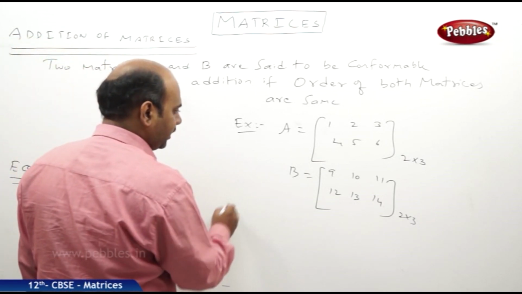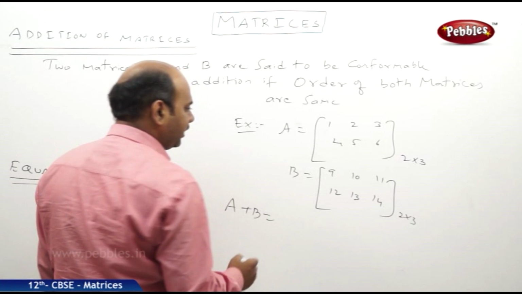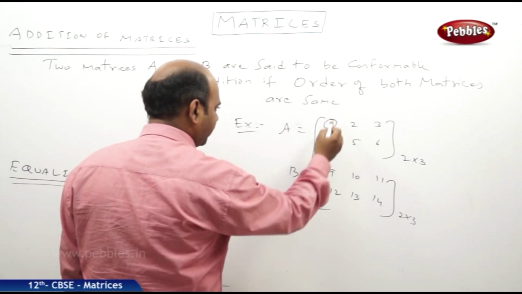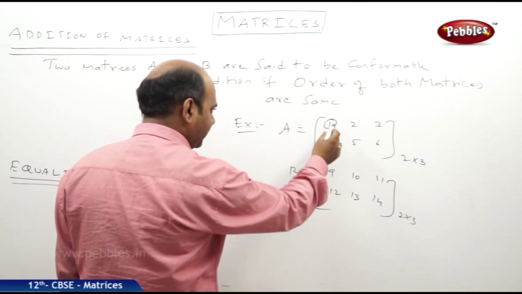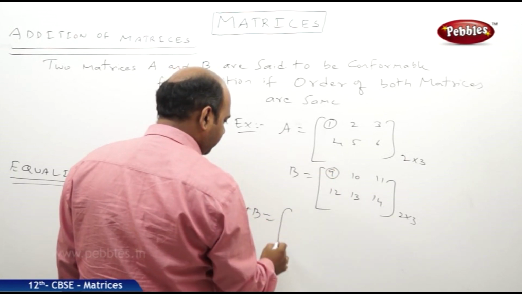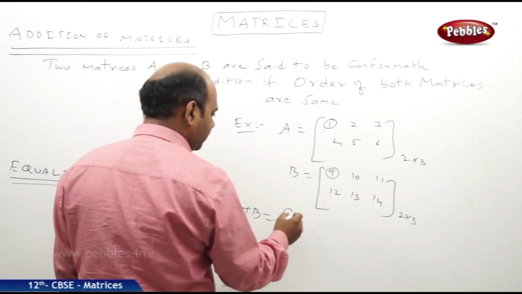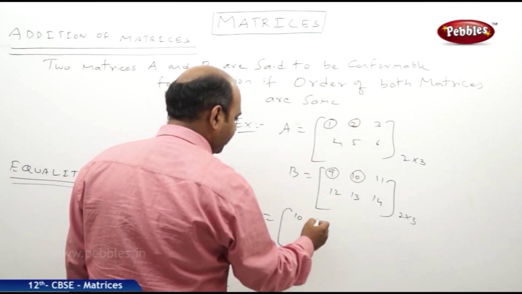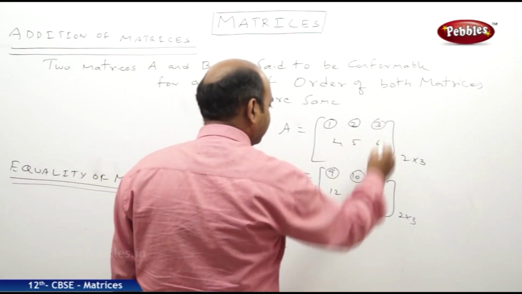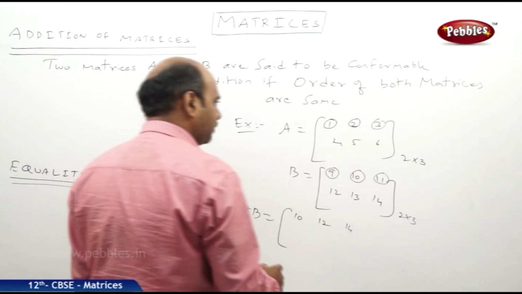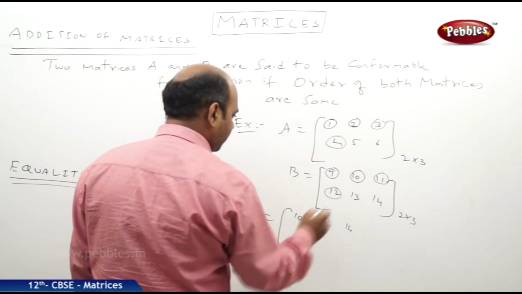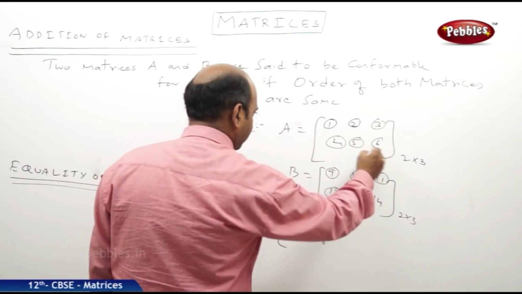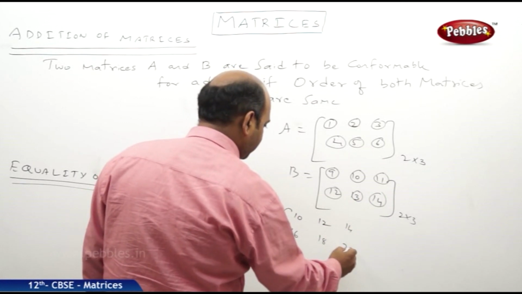And the result, how do you get it? Just add the corresponding elements of both matrices. The first element in matrix A is 1, and the first element in matrix B is 9. So adding both, 1 plus 9 is 10. Similarly here 2 and 10, 2 plus 10 is 12. Here 3 and 11, 3 plus 11 is 14. Here 4 and 12, 4 plus 12 is 16. Here 5 and 13, 5 plus 13 is 18. Here 6 and 14, 6 plus 14 is 20.